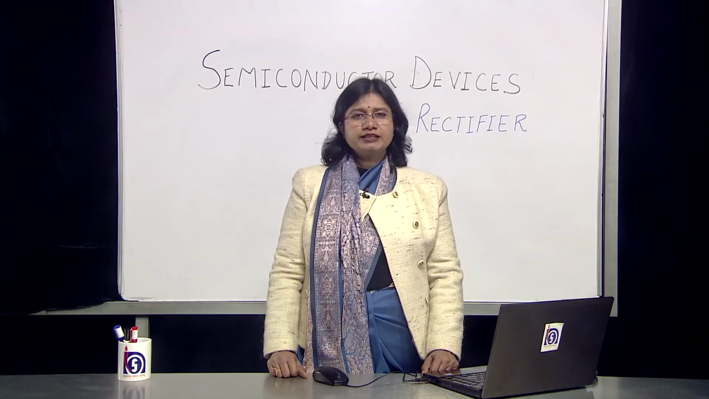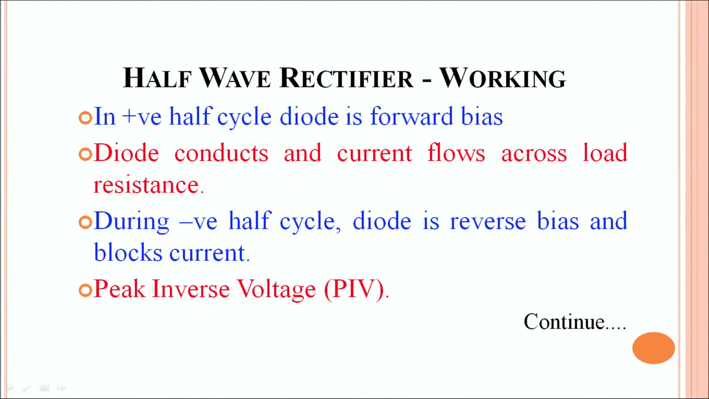In the half wave rectifier, during the positive half of the cycle, the diode is forward biased. In this case, the diode conducts and a large amount of current flows across the load resistor. During the negative half of the cycle, the diode is reverse biased and it blocks DC.